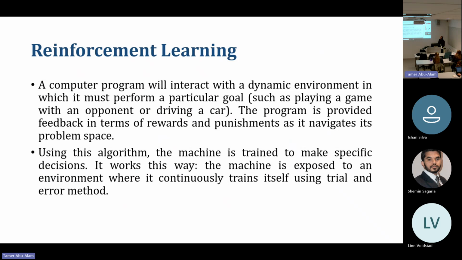Using this algorithm, the machine is trained to make specific decisions. It works this way. The machine is exposed to an environment where it continuously trains itself using trial and error methods.